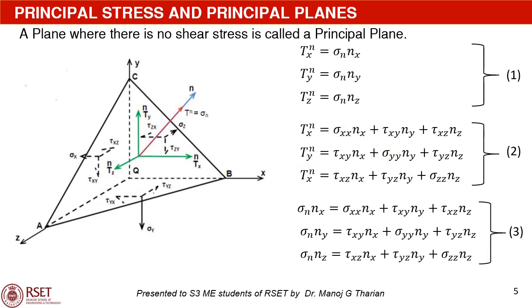Now, if we equate the right hand side of the first and second set of equations, we will get sigma n into nx is equal to sigma xx into nx plus tau xy into ny plus tau xz into nz. Sigma n into ny is equal to tau xy into nx plus sigma yy into ny plus tau yz into nz, and sigma n into nz is equal to tau xz into nx plus tau yz into ny plus sigma zz into nz.